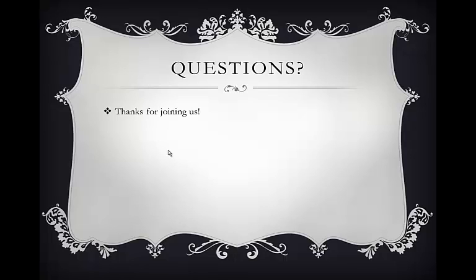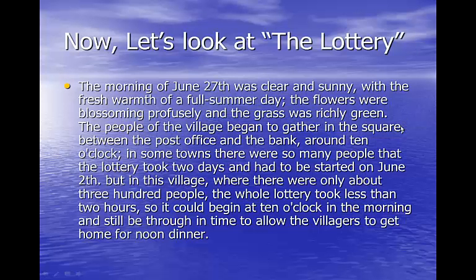Now, if we were to look at "The Lottery," this is the first paragraph from the short story. The morning of June 27th was clear and sunny, with the fresh warmth of a full summer day. The flowers were blossoming profusely, and the grass was richly green. The people of the village began to gather in the square between the post office and the bank around 10 o'clock. In some towns, there were so many people that the lottery took 2 days and had to be started on June 2nd. But in this village, where there were only about 300 people, the whole lottery took less than 2 hours, so it could begin at 10 o'clock in the morning and still be through in time to allow the villagers to get home for noon dinner.